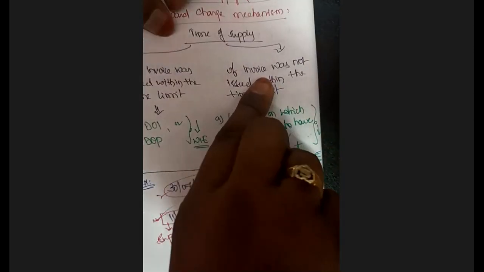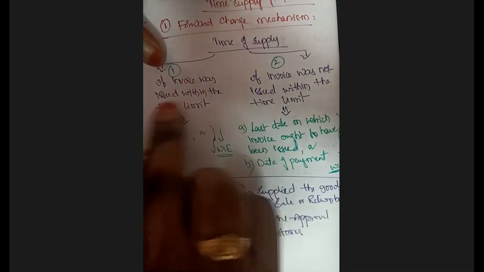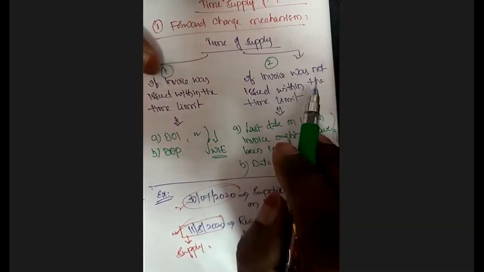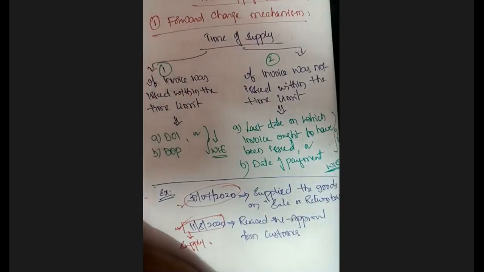And when it comes to the second scenario, this is the first case and this is the second case. So the first case is the invoice was issued within the time limit. Obviously, the second case, what will happen? The invoice was not issued within the time limit.